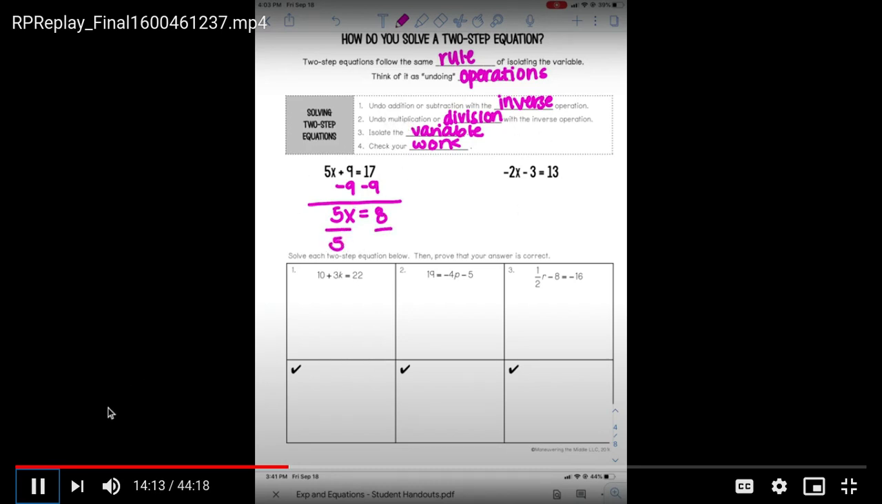Then I'm going to undo the multiplication or division. So I've got multiplication here, so I'm going to use division to get rid of the 5. And I'm going to do that on both sides. So I'm going to get 5x over 5 equals 8 over 5. My 5's cancel out, and I am left with x is equal to 8 over 5.